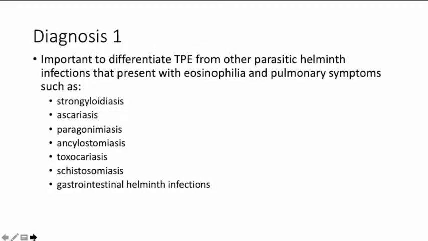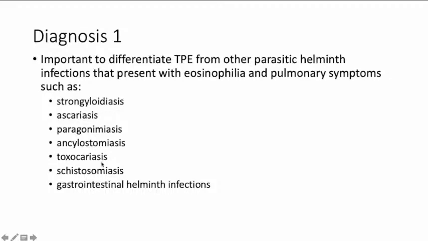So in terms of diagnosis, I think the first thing you have to do is to differentiate TPE from other parasitic helminth infections that present with eosinophilia and pulmonary symptoms. And this includes all the helminths that either live in the lung or migrate through the lung. So you have the Strongyloides, Ascaris, Paragonimiasis, and Ancylostomiasis, which is hookworm infection.